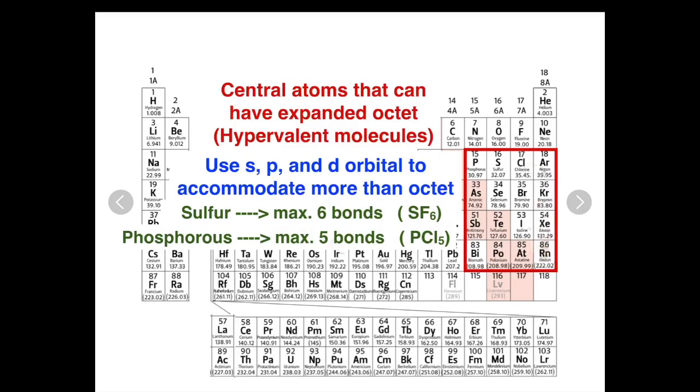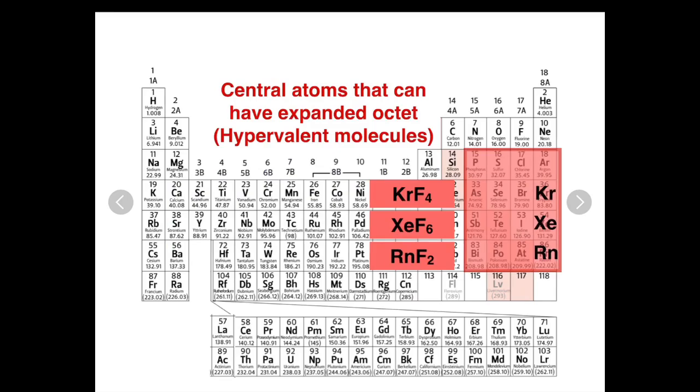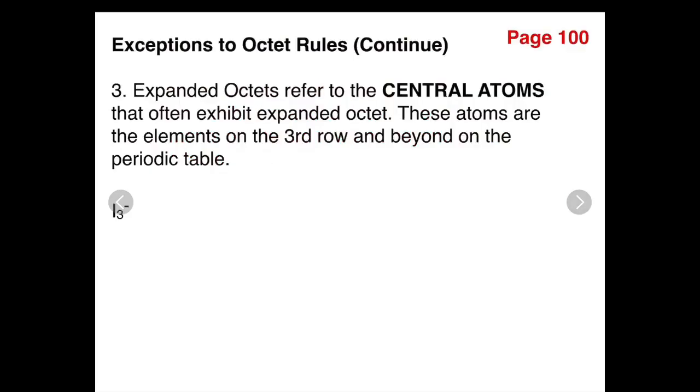And same thing for those noble gases that can actually form bonds as well under extreme conditions. For example, krypton, xenon, and radon. So under extreme conditions, these can form chemical bonds, which can form molecular compounds, and those can also have an expanded octet, or they are hypervalent molecules. Okay, so what do I mean by that?